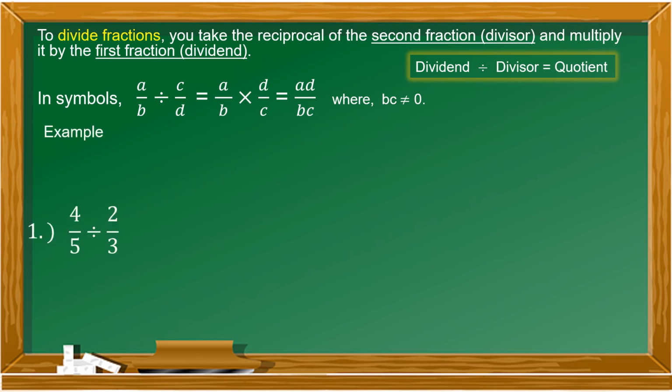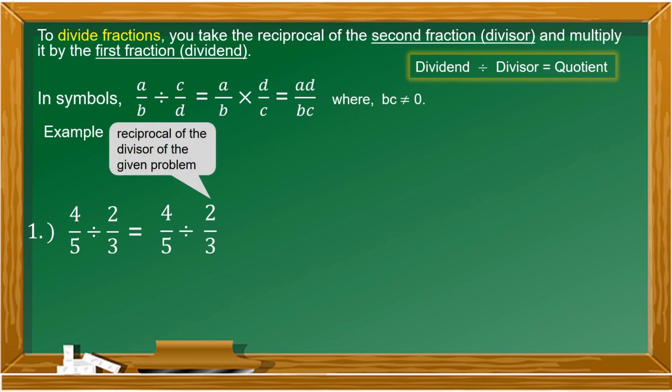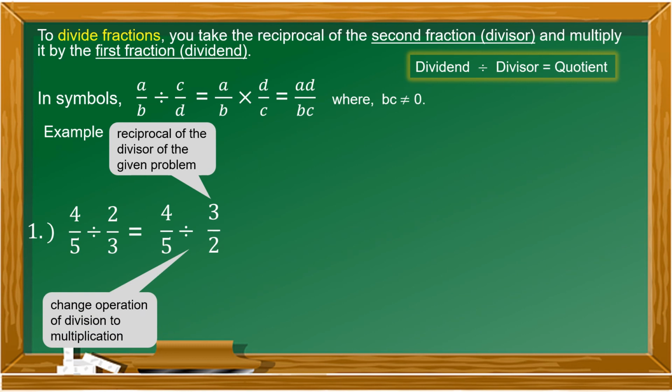Example number 1. 4/5 divided by 2/3 is equal to, you are going to get the reciprocal of the divisor of the given problem. 2/3 will become 3/2. Now change the operation of division to multiplication. Multiply numerator to numerator, that is 4 times 3, and denominator 5 to the other denominator, so 5 times 2. So you have now 12 over 10.